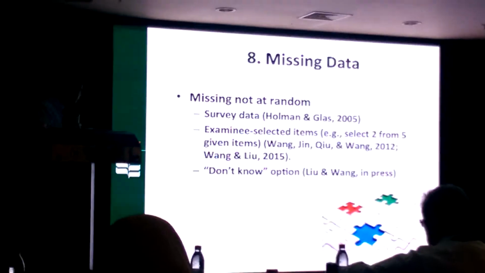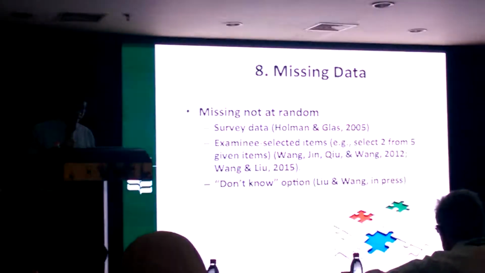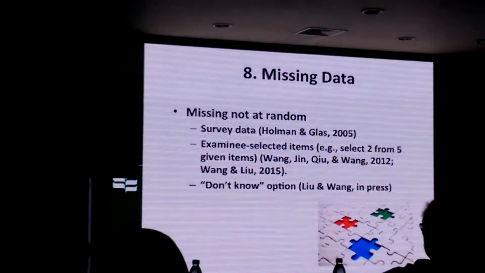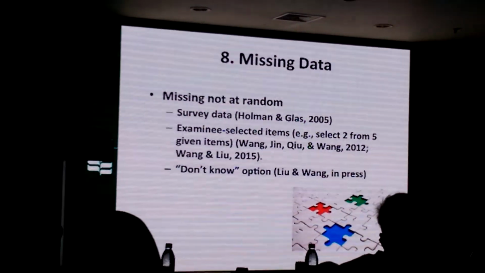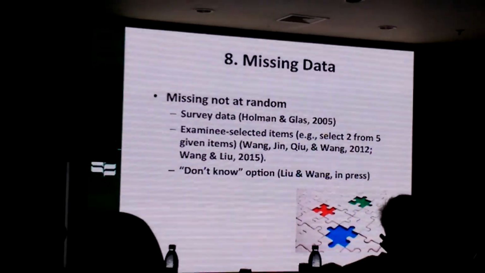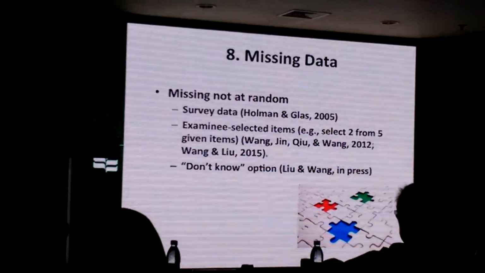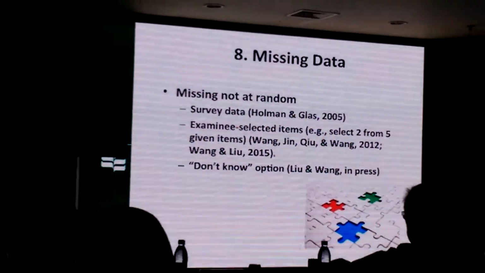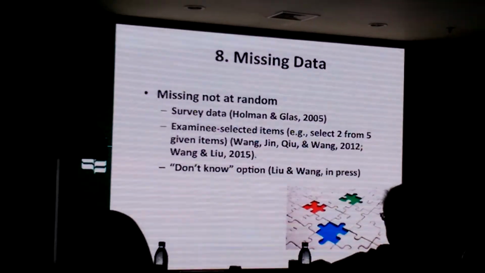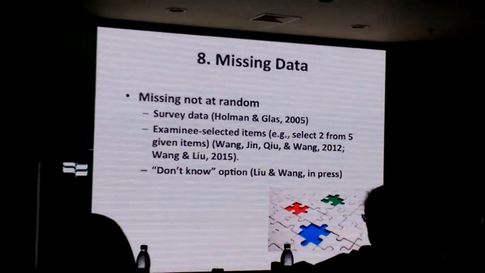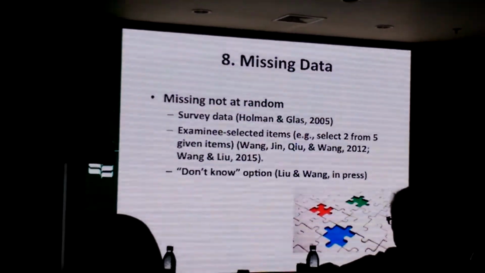And another example is the don't know option. Sometimes in our survey questionnaire, we offer a don't know option in the rating scale: strongly agree, strongly disagree, don't know, or whatever, no opinion, and then strongly agree, etc. So how can we model this kind of don't know option or no opinion option? We need a specific model to consider this kind of effect.